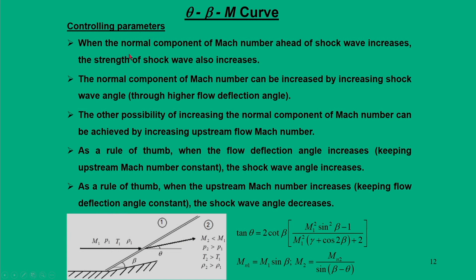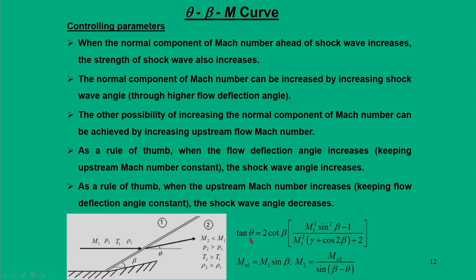So, what does this mean? When the normal component of Mach number ahead of the shock increases, the strength of the shock wave always increases. That means, when this Mn1 increases, the strength of the shock wave also increases. To increase this Mn1, we have to either increase M1 or increase beta. Increasing M1 means we increase the upstream flow Mach number. But to increase this beta is again a function of theta and M1.